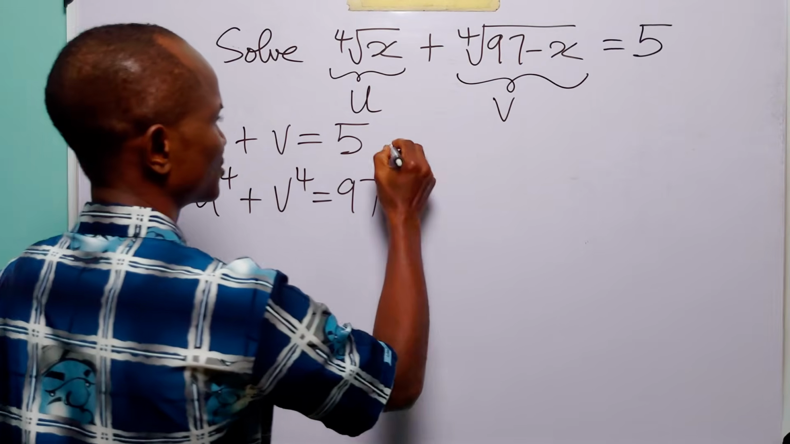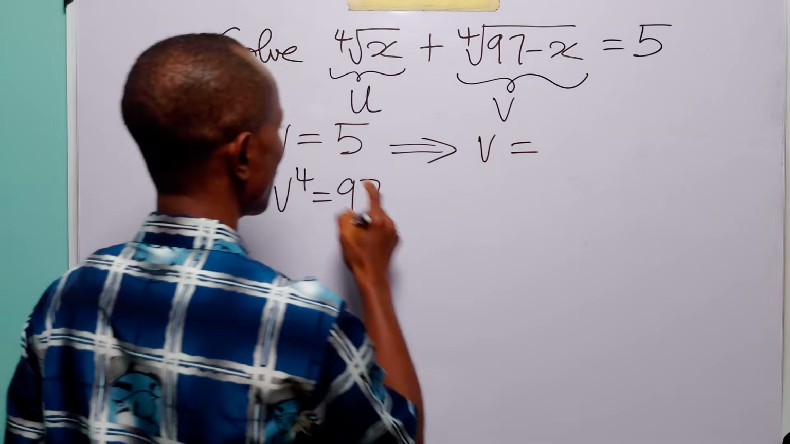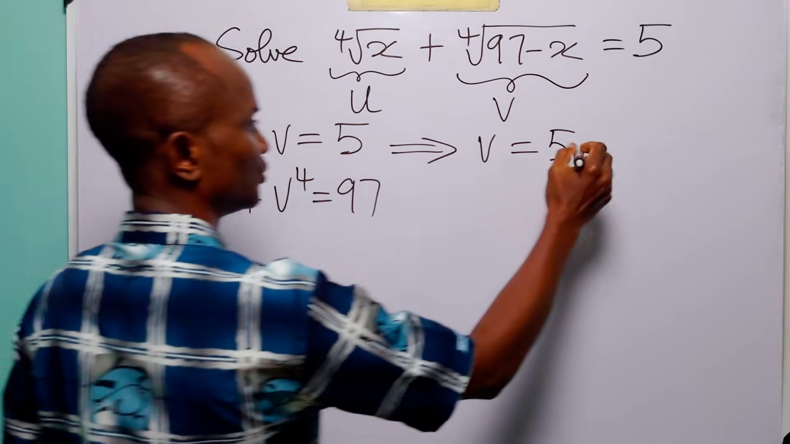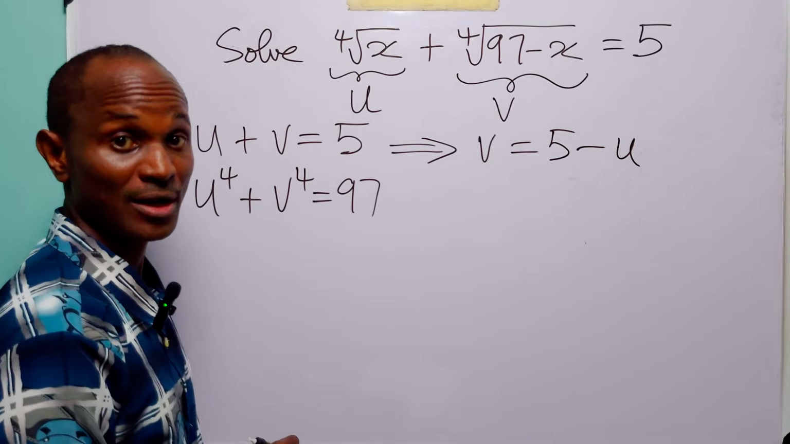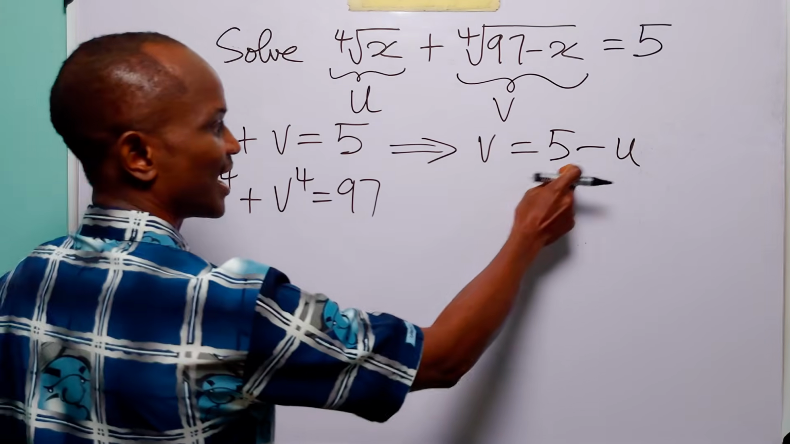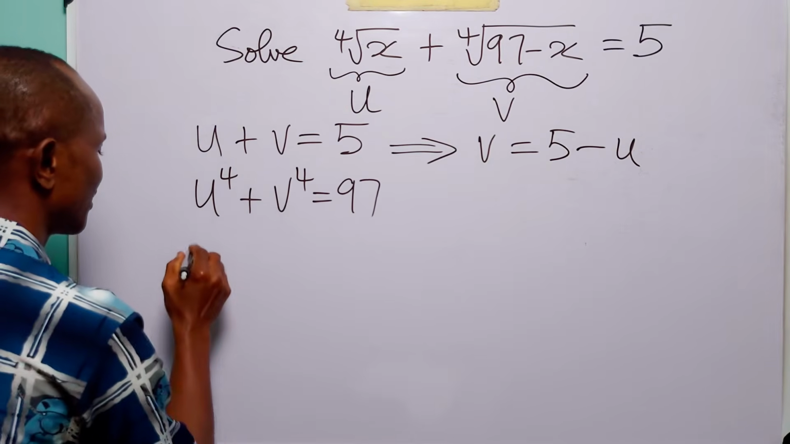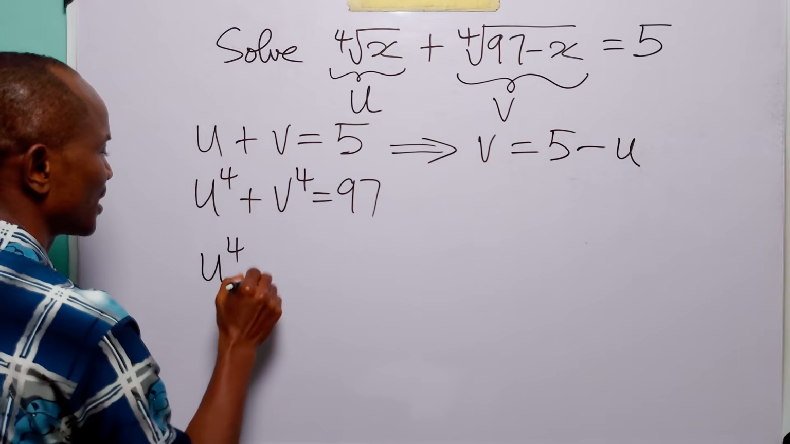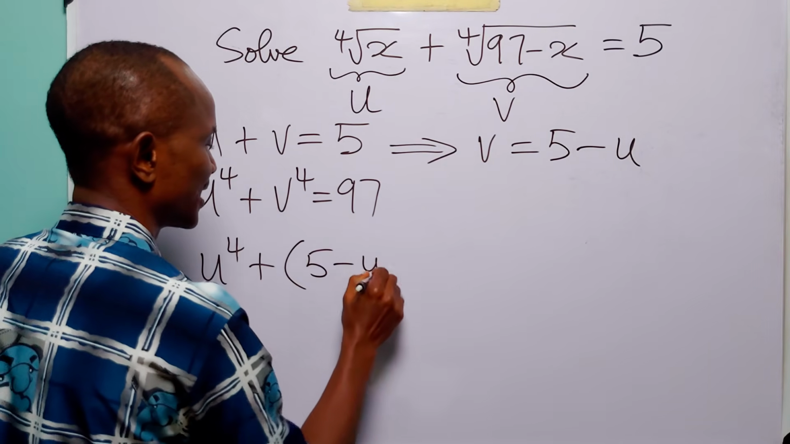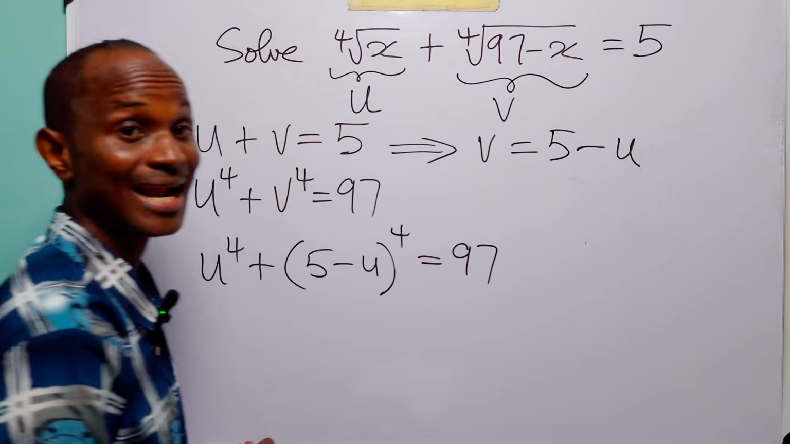Now, to solve this system of equations, we begin with a substitution. From this first equation, you can see that v is equal to 5 minus u. So what we are going to do is that we will replace v with 5 minus u in this second equation. When we do that, we have u to power 4 plus 5 minus u to power 4 is equal to 97.